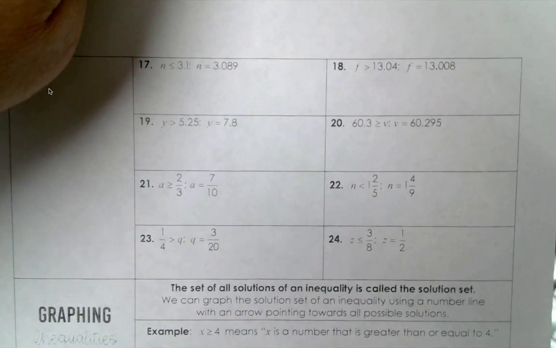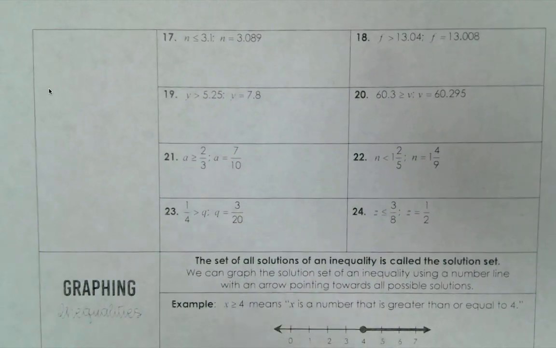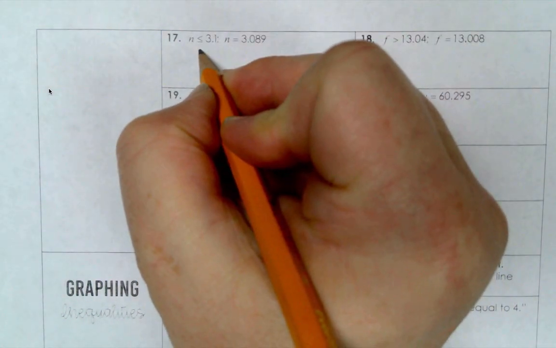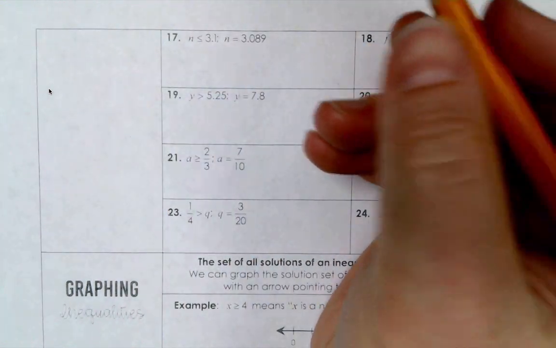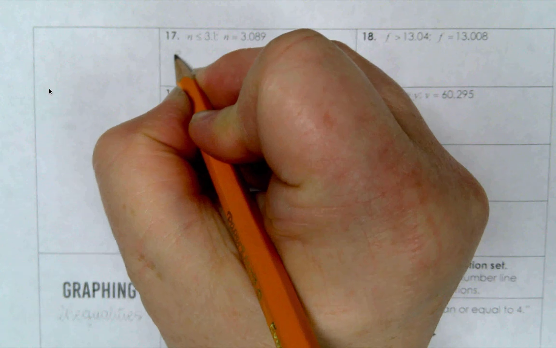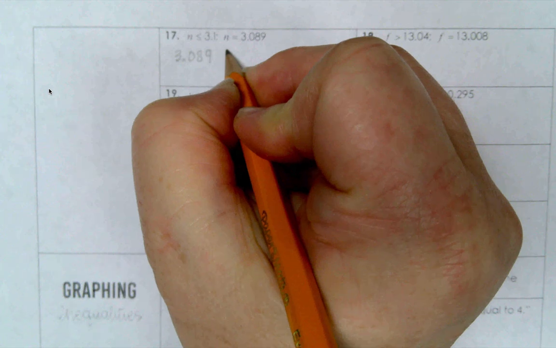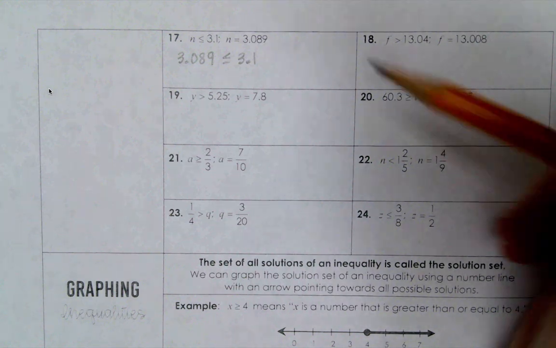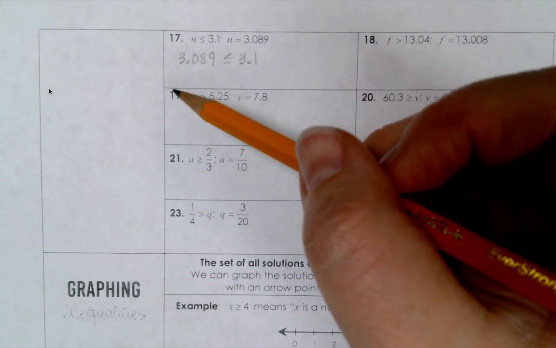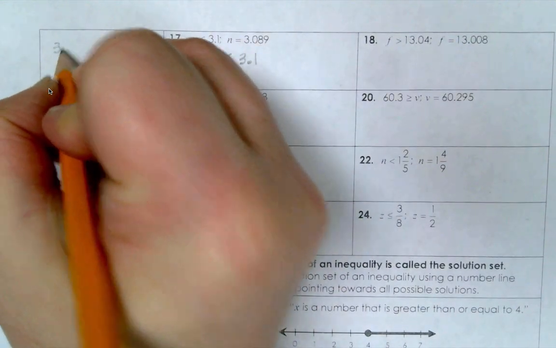We've got a bunch of these. Now, I know you don't love the decimals and the fractions, but let me tell you something, friends. These are great for practicing comparing and ordering decimals and fractions. So N is less than or equal to 3.1. N is 3 and 89 thousandths. So 3.089 is less than or equal to 3.1. Now, some people would say that's false because still, this has more digits than this, but we need to stack.